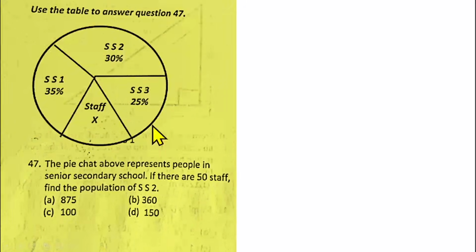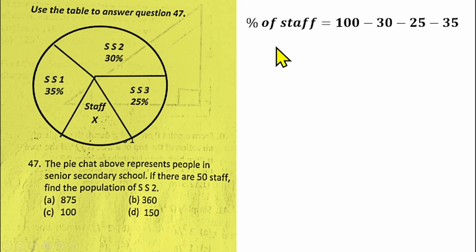Question number 47 is from statistics. In this case, from the pie chart. The pie chart above represents people in senior secondary school. If there are 50 staff, find the population of SS2. So this is SS2 here. So the first thing to do is to get the percentage of staff. You don't know the percentage of staff here. We only represent it by x.